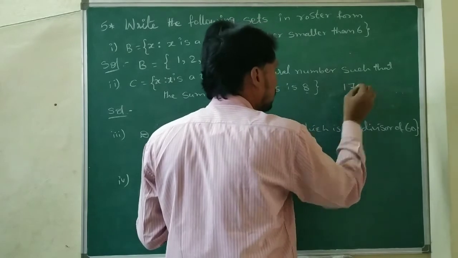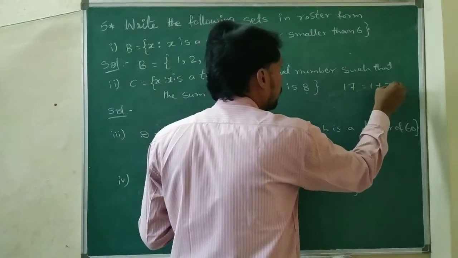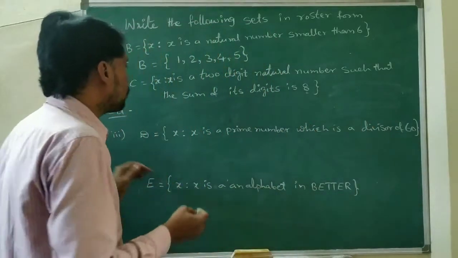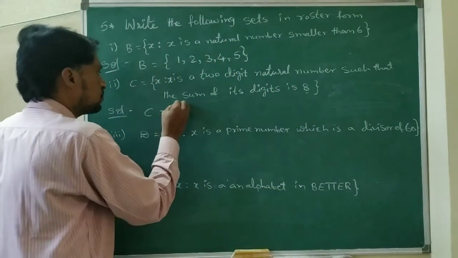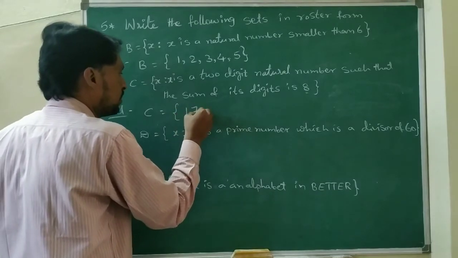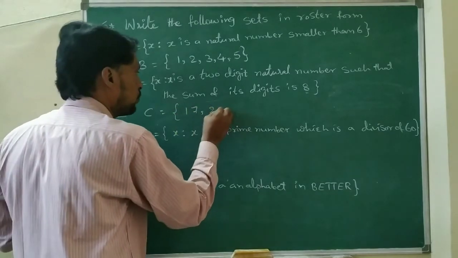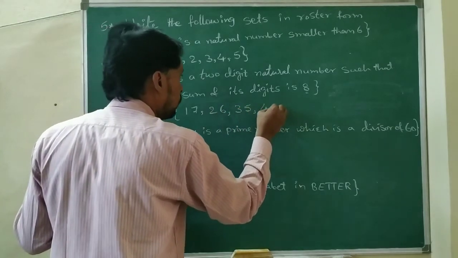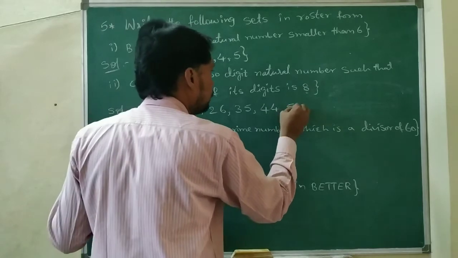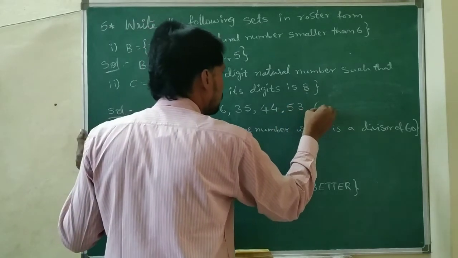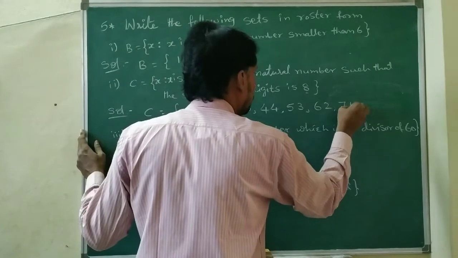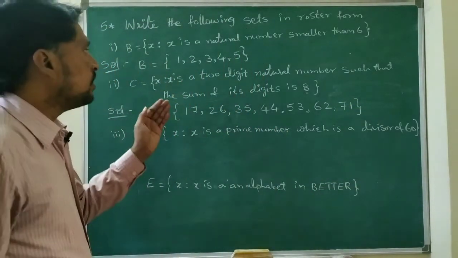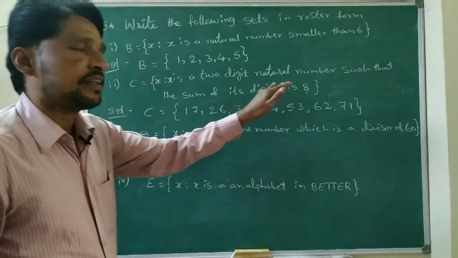For example, I take 17. 17 means 1 plus 7, and 1 plus 7 is 8. Like that we have to choose numbers and write them. So C equals 17, 26, 35, 44, 53, 62 and 71 are the 2-digit natural numbers such that the sum of its digits is 8.